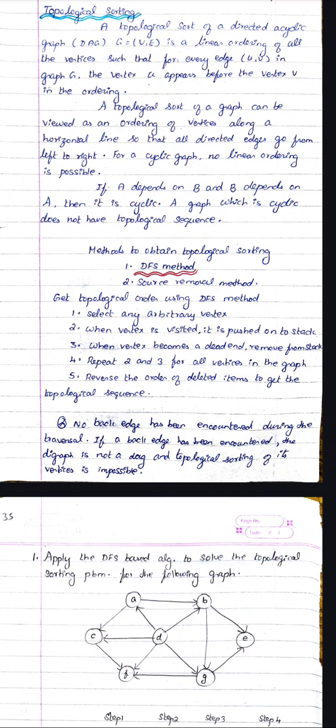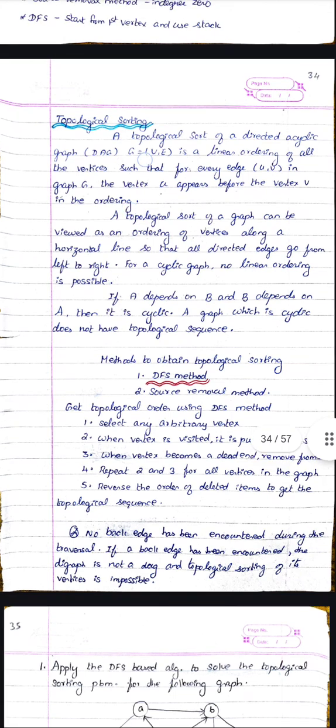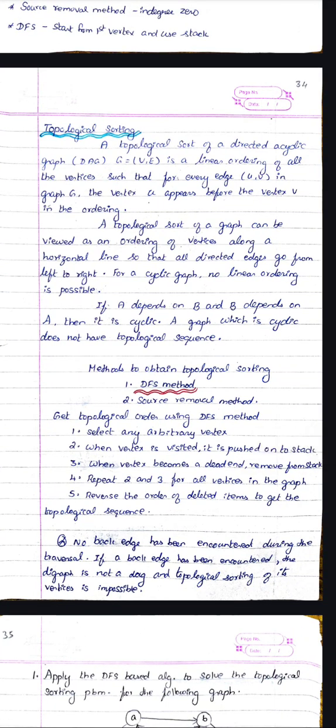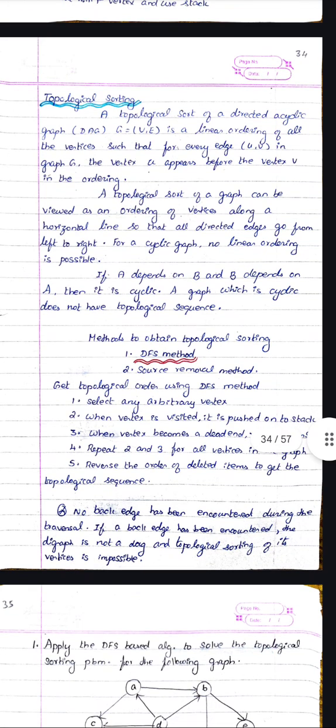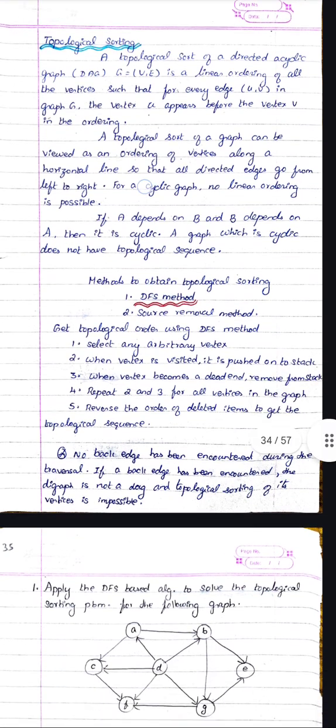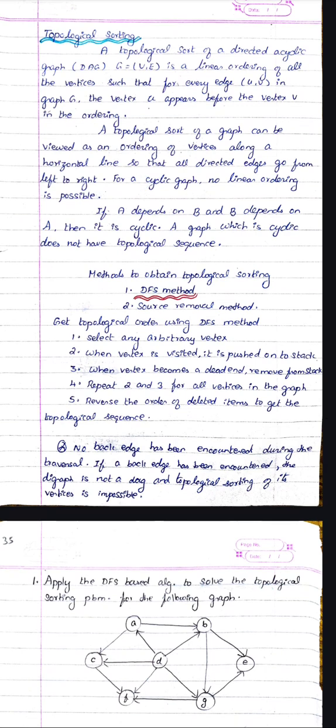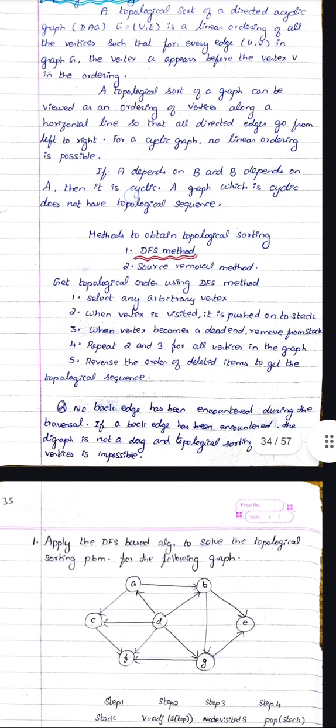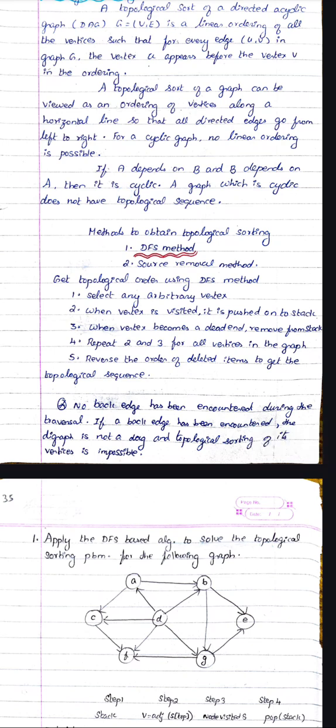For a cyclic graph, no linear ordering is possible. If A depends on B and B depends on A, then it is cyclic. A graph which is cyclic doesn't have a topological sequence. Methods to obtain this topological sorting are the DFS method and the source removal method.